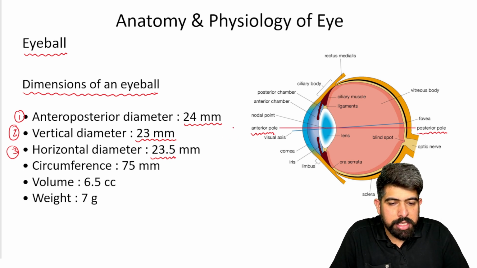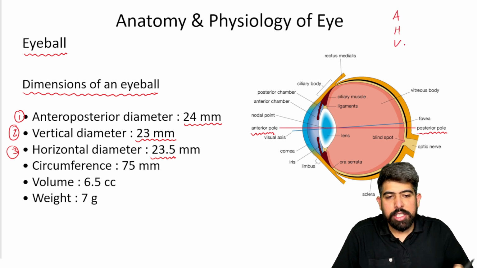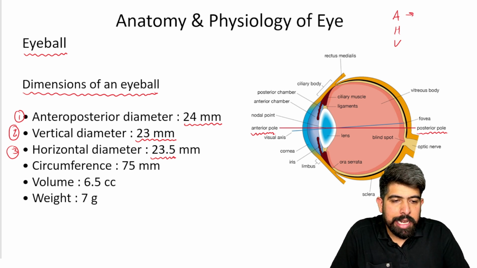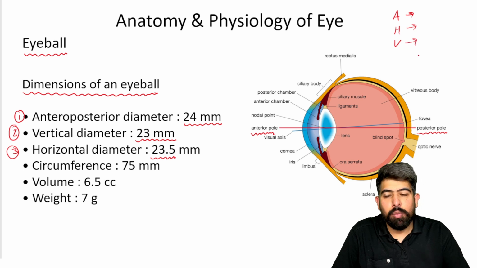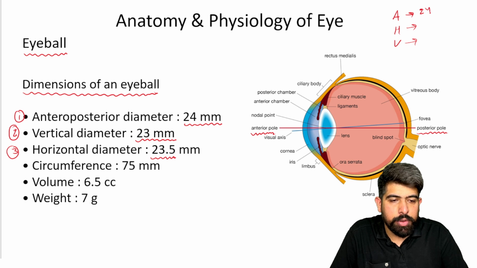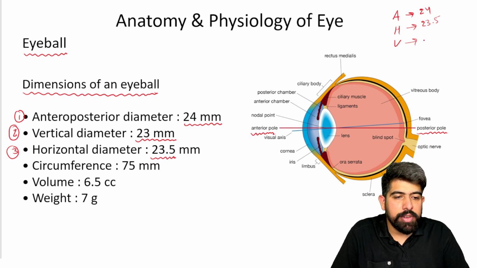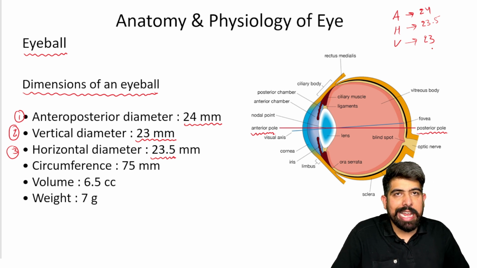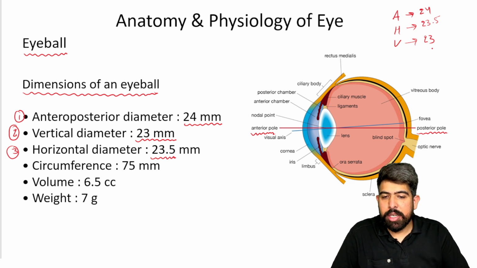Now these values are nearby and similar, so I made a mnemonic for it. I hope you remember this mnemonic: AHV, right? What is the meaning of AHV? A is anteroposterior, H is horizontal, and V is vertical. So what you have to do is remember one value, 24, then minus 0.5 to get 23.5, and again minus 0.5 to get 23. So it will be quite easy for you. Remember with AHV, right? Anteroposterior, then horizontal, and then vertical. This is quite an easy manner to understand this.